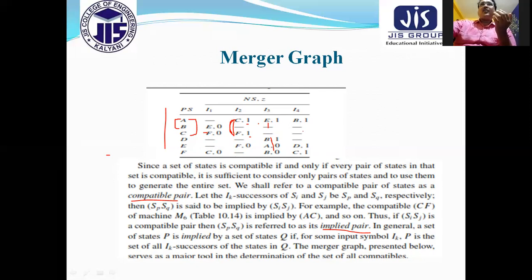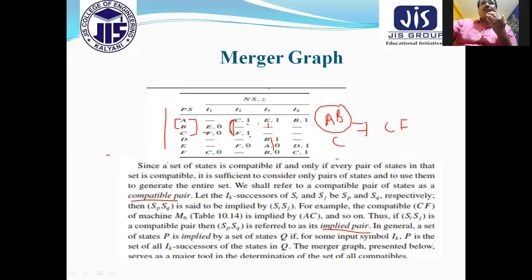Here dash and B comma 0 compatible. But if I say what is the implied pair of A, B, I can say CF there, because here I am getting the CF. So A, B are compatible, no doubt. But these two pair implied this C and F there. So they are compatible pair, and C and F is your implied pair.